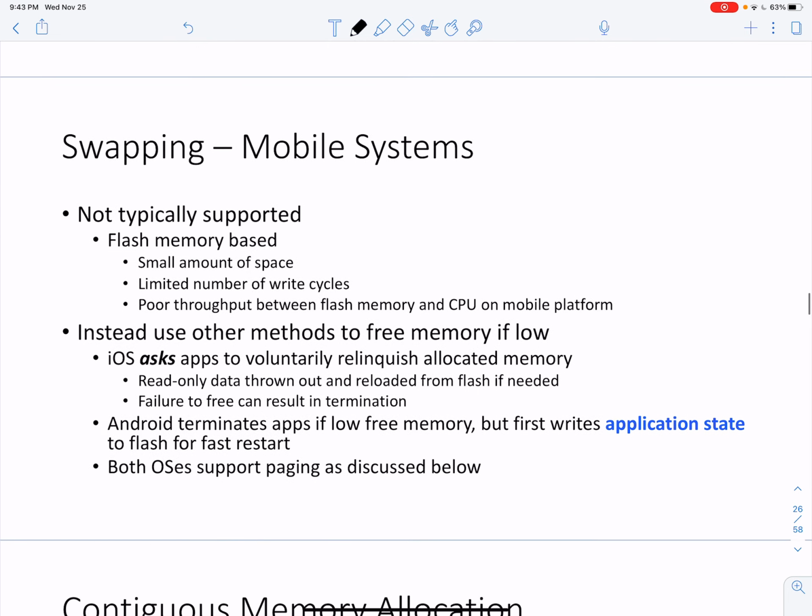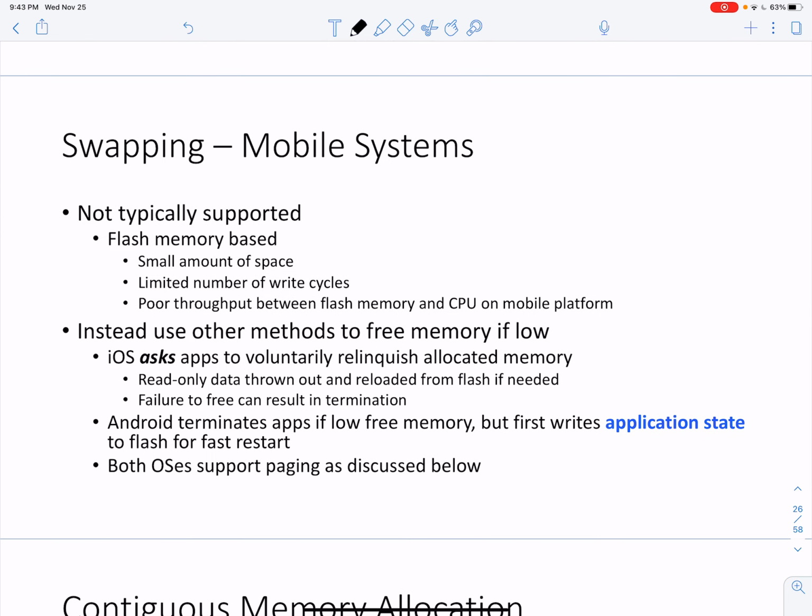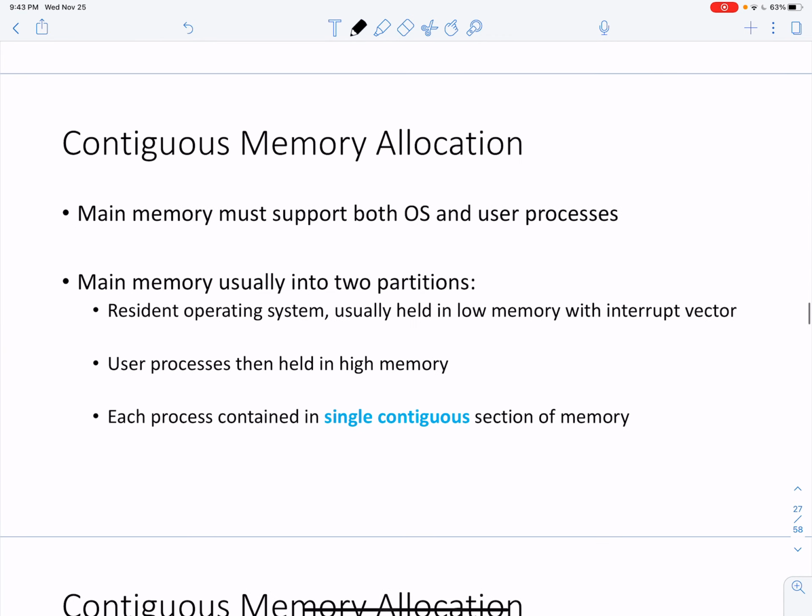Okay, so next, let me talk about memory allocation. Suppose here we have a program to be loaded into memory, and it waits to become a process. So this is our RAM. There are two ways to do that. The first way is called continuous memory allocation.